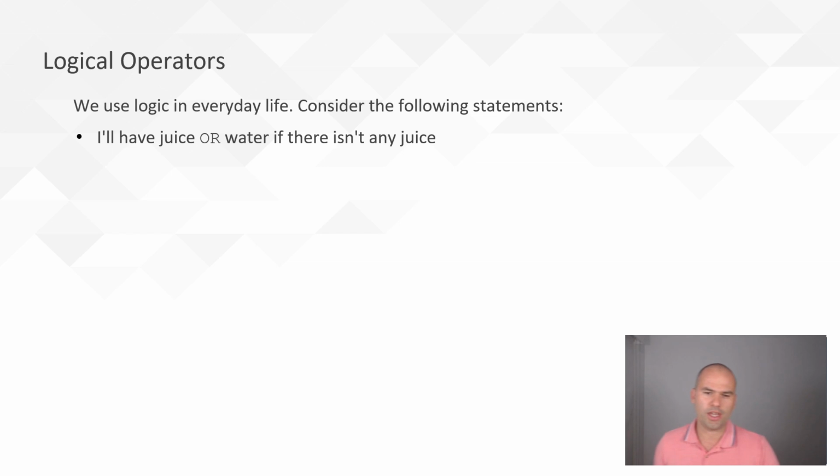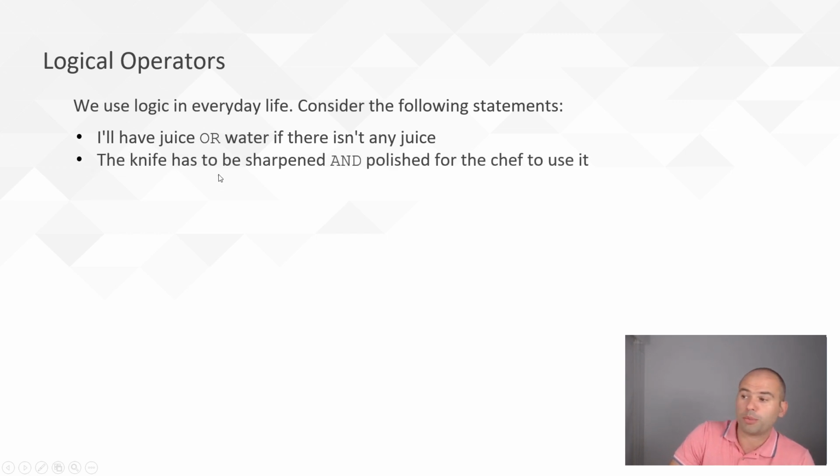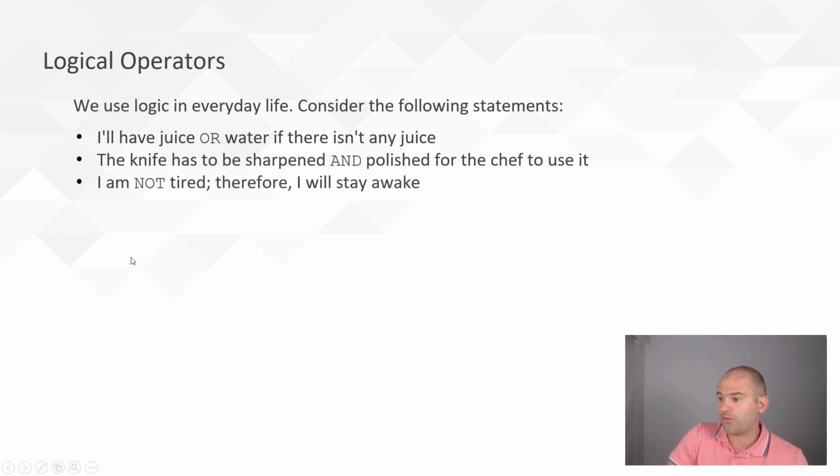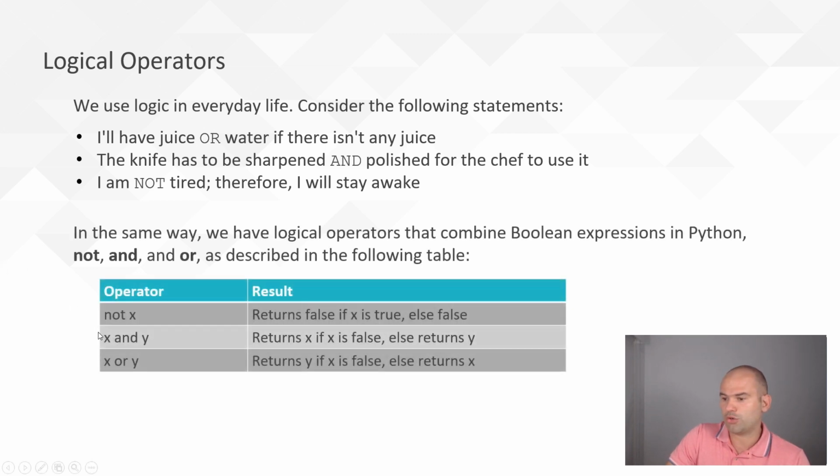So these are probably the most human-like programming terms. You can think of sentences like I'll have juice, or water if there isn't any juice. I am not tired, therefore I will stay awake. So these expressions also evaluate to basically true or false.